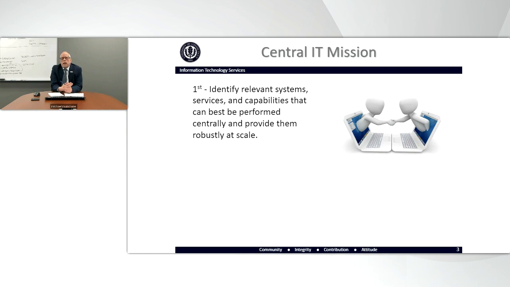We form central IT because we want specialization. The whole purpose of it is specialization. I want a storage person who has such deep expertise on storage that we can provide storage solutions at an institutional level, leveraging that expertise, that are at scale and robust, and that deliver, from a performance perspective, what the institution needs. That's the whole purpose of collecting specialists together into a central IT organization. And that is our key role, to identify system services and capabilities that can best be performed centrally and then provide those robustly at scale. I call that the first mission of central IT.